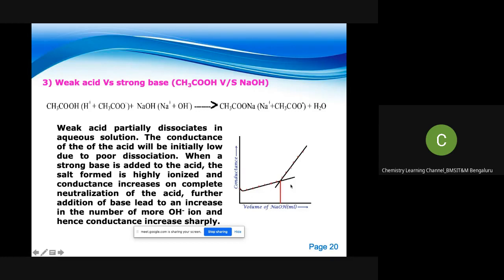So this is due to the formation of the strong electrolyte, and this is due to the addition of the excess of NaOH, that is introducing OH minus ions into the solution. So this is the explanation of this third case.